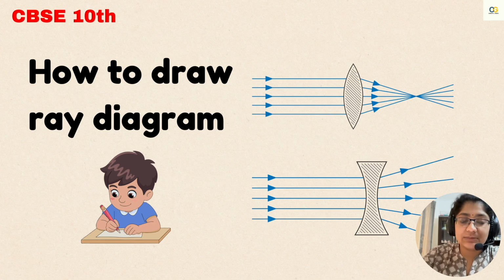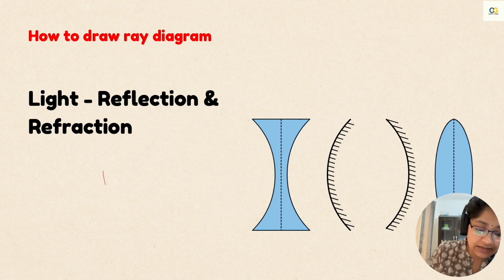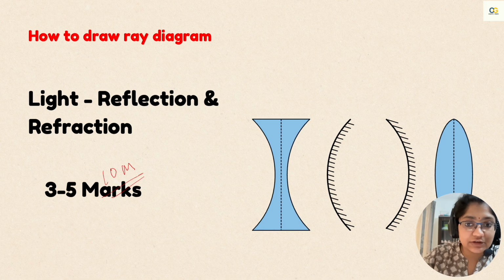In this video, we'll be learning how to draw ray diagrams, which is one of the most important and key topics of this chapter. The chapter Light, Reflection and Refraction by itself almost covers around 10 marks with the help of numericals and other theory questions. Out of this, the ray diagrams alone can come for 3 to 5 marks in this chapter. So mastering this will help you not lose those tiny marks.